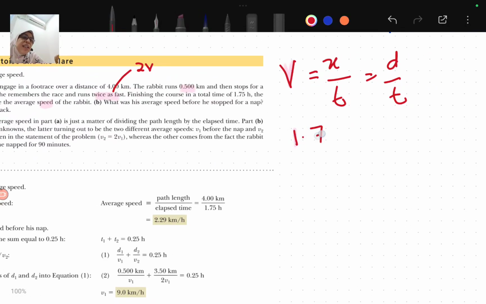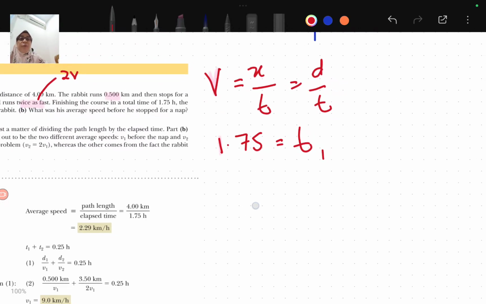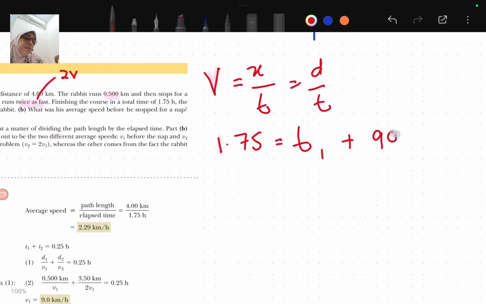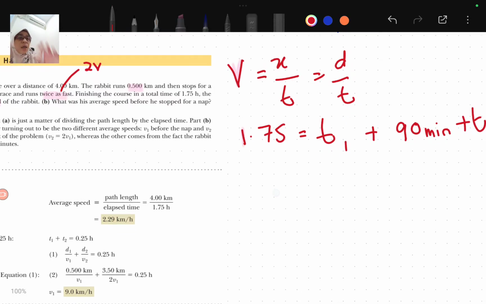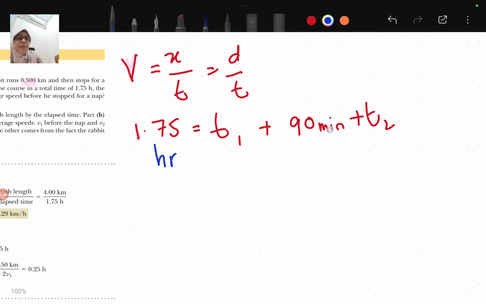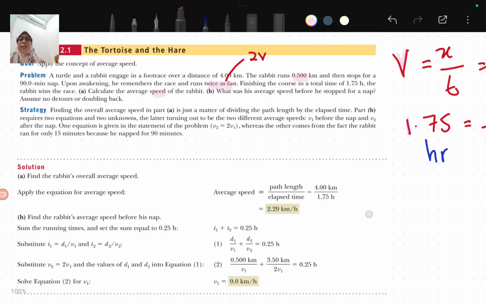1.75 here is the time taken for him to run the first course, then sleep for 90 minutes, and then run again for the second course, which is twice as fast. So that's what it meant by 1.75. But by the way, notice here this is hour, but here is minute. We are going to tackle this idea after this. So the question: get the average speed of the rabbit.